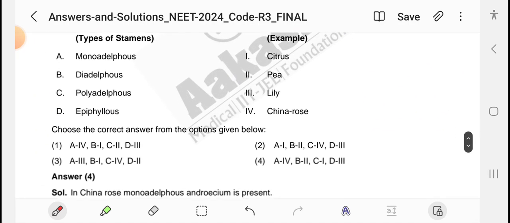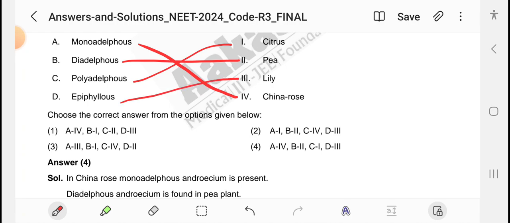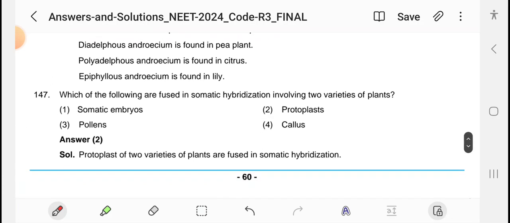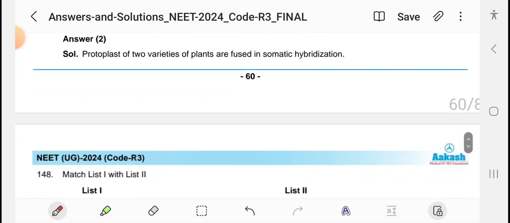So your next question, match list 1 with list 2. Monadelphous is China rose, Diadelphous is pea, whereas Polyadelphous is citrus, Epiphyllous is lily. So the correct answer for this question would be option number 4. Your next question, which of the following are used in somatic hybridization? So this is a very easy question. So the correct option for this question would be option number 2.